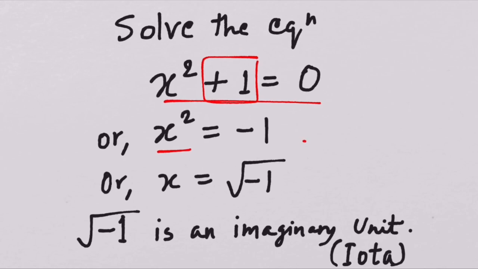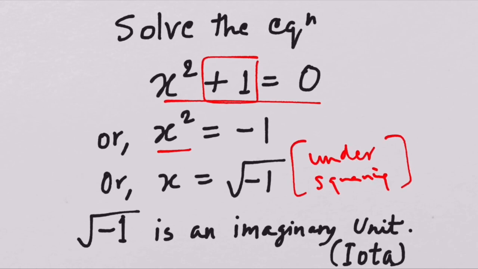So here we are taking the square root on both sides, and we get x is equal to under root of minus 1. The square root of a negative number is not a real number. We have not studied these things in the real number system. So this brings a new kind of number, which is called the imaginary number. This is the very basic imaginary number, which is also called the imaginary unit or iota.